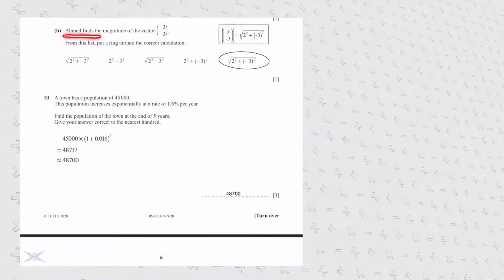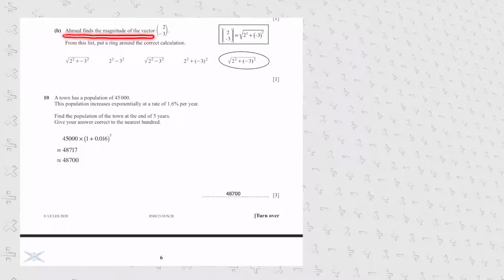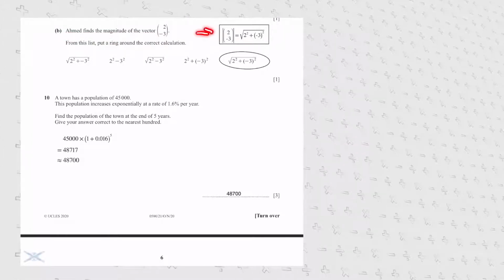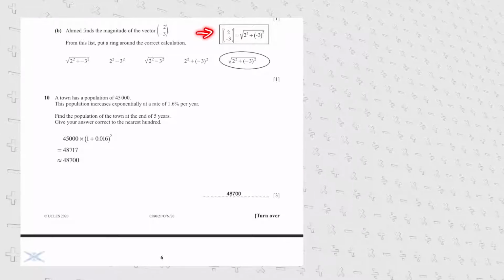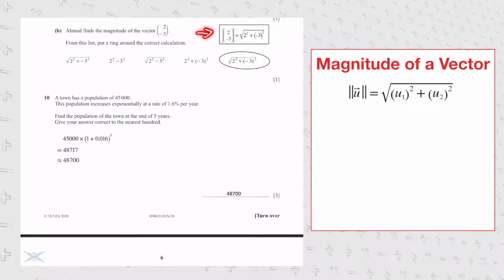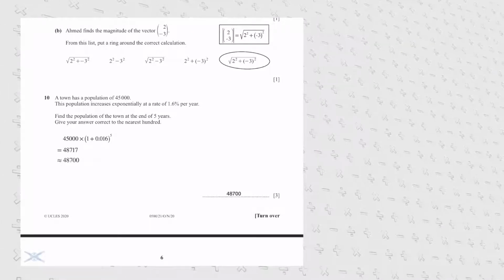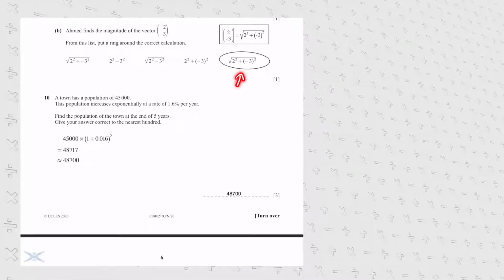In B, Ahmed intends to find the magnitude of the vector 2, -3. As with the previous exercise, it is possible to easily calculate the magnitude of the vector with the formula provided on the right-hand side of the screen. After applying the formula to this vector, we come to the conclusion that the final option provides us with the correct solution.